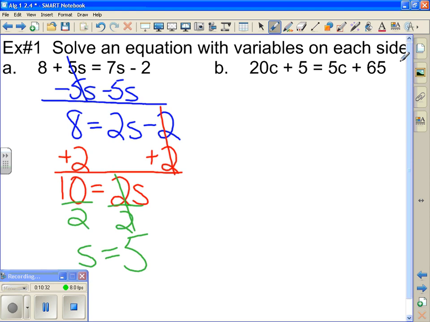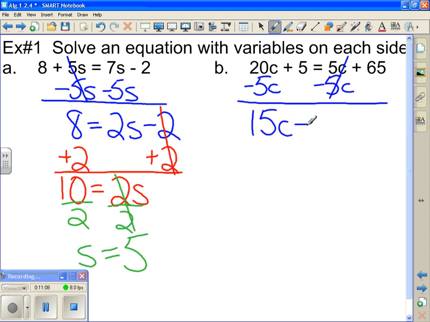All right, B. Who wants to tell me what the first thing you do in part B is? Good. You have to eliminate the smaller variable. Steps 1, 2, and 3 do not apply on this problem either. So the smaller variable is? Right, 5C. 5 is less than 20. And since the 5C is positive, we will subtract the 5C. 20C minus 5C is 15C.